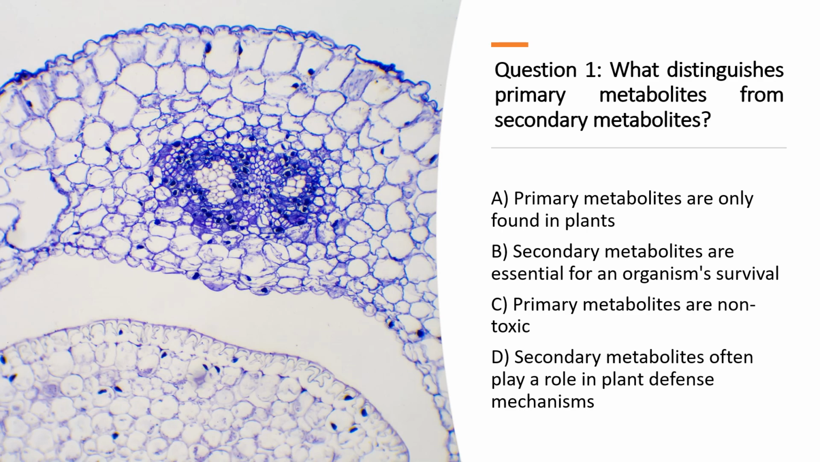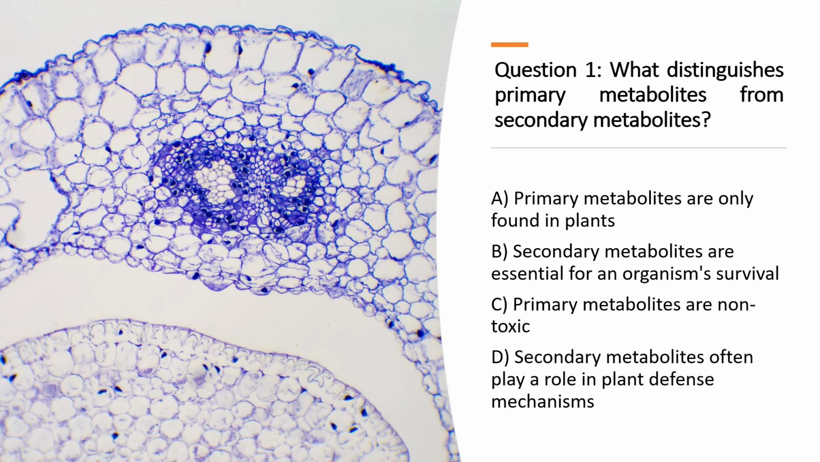A. Primary metabolites are only found in plants. B. Secondary metabolites are essential for an organism's survival. C. Primary metabolites are non-toxic. D. Secondary metabolites often play a role in plant defense mechanism.